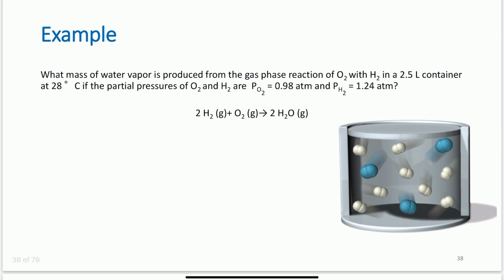What mass of water vapor is produced? So this time I'm looking for the mass of water vapor from a gas phase reaction of O2 with H2 in a 2.5 liter container, 28 degrees C, if the partial pressures of O2 and H2 are 0.98 atmospheres and 1.24 atmospheres respectively. What I need you to recognize on this question is that I have 1.24 atmosphere, 0.98 atmosphere. I have values for both reactants. Therefore, I have a limiting reactant problem or a limiting reactant example.